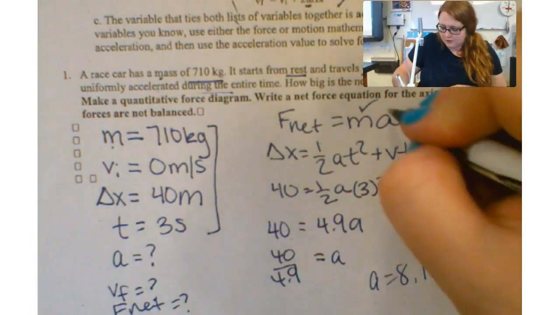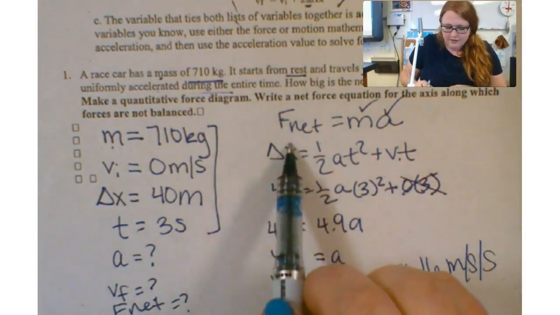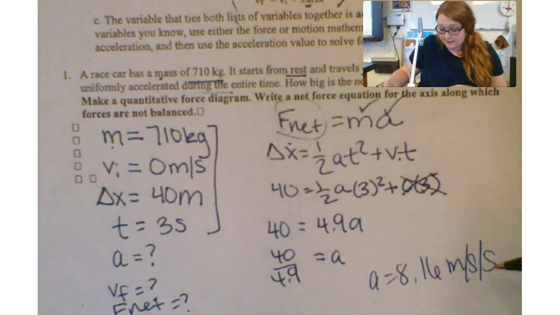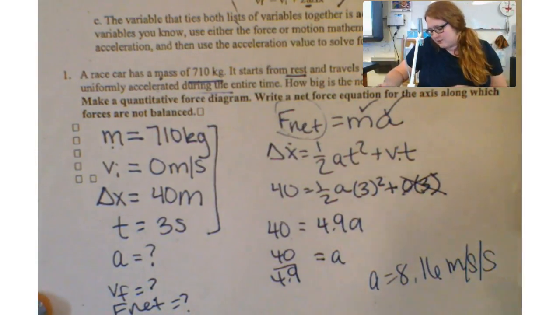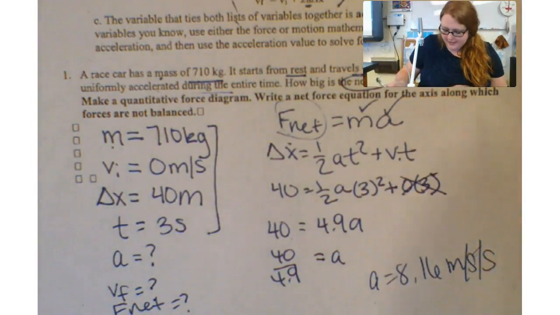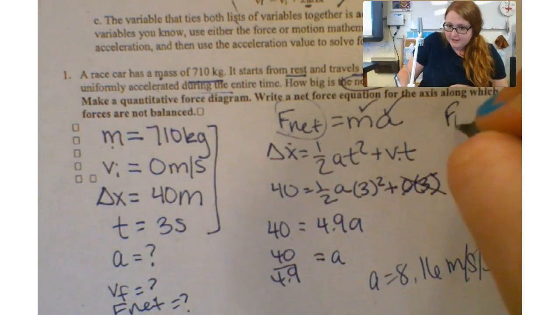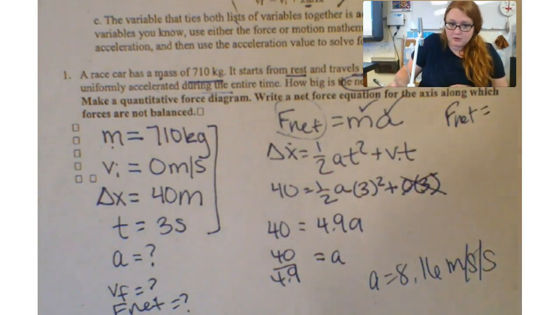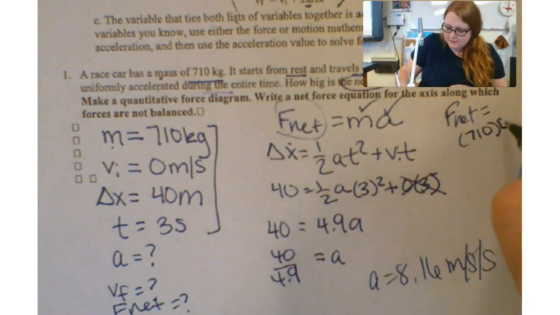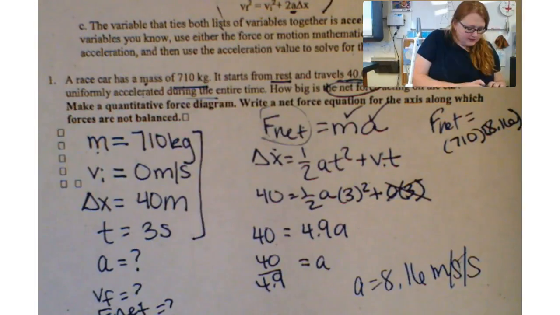Oh, okay. So now I have acceleration. Can I find my net force? Yes. Don't make the mistake that I just about made and say we're done with the problem, because we're not. The only reason we found acceleration was to find the net force, because that's what the problem was asking me for. So I'm going to say net force equals mass times acceleration. So 710 times 8.16.